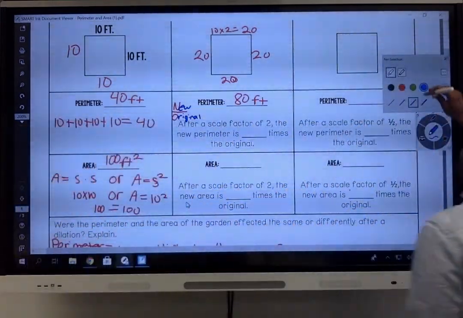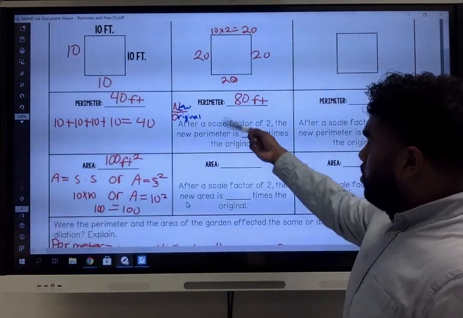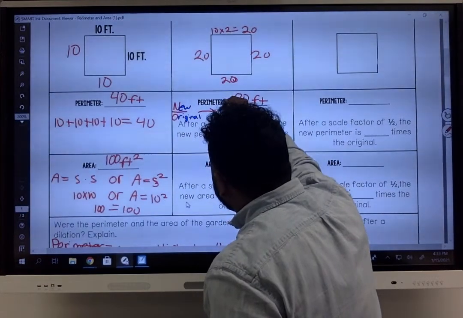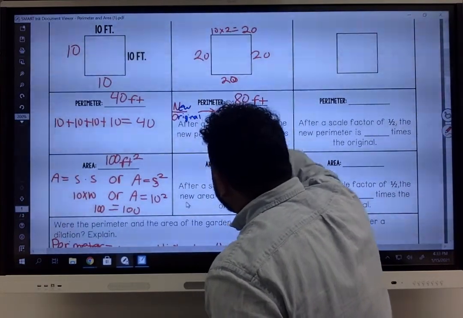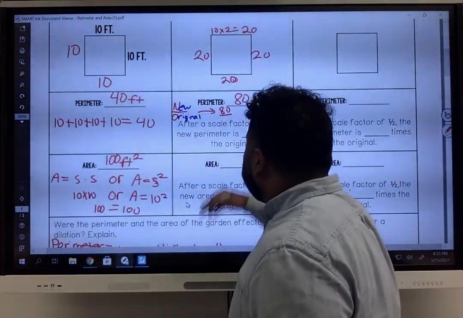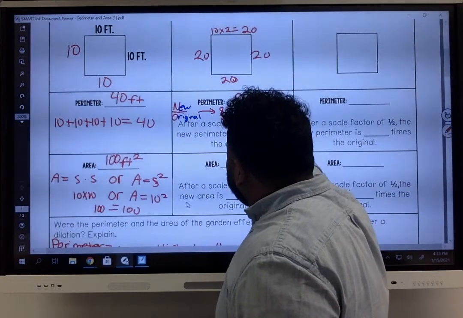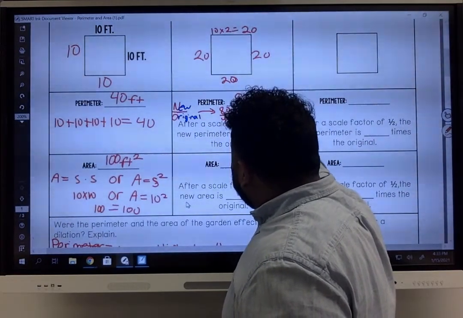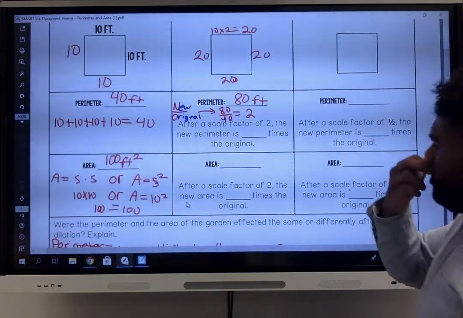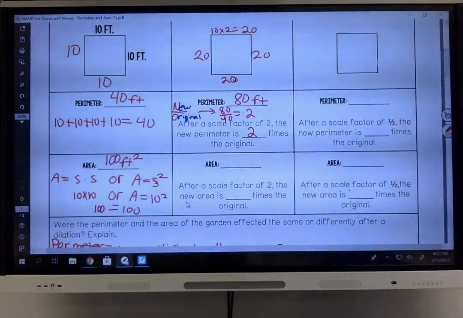Okay. So we're going to take our new perimeter, which is 80 feet, divided by our old perimeter, which was over here, 40 feet. And 80 divided by 40 simplifies to 2. So after a scale factor of 2, the new perimeter is 2 times the original. Okay? So let's look at the area.